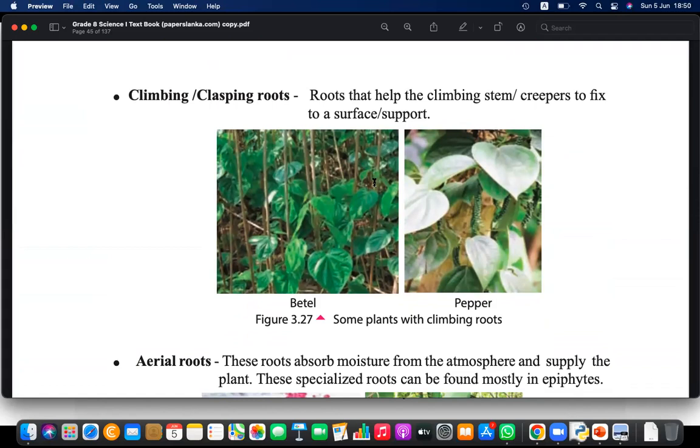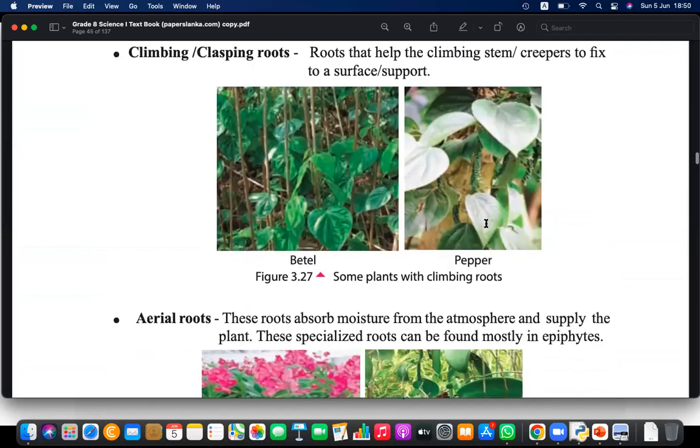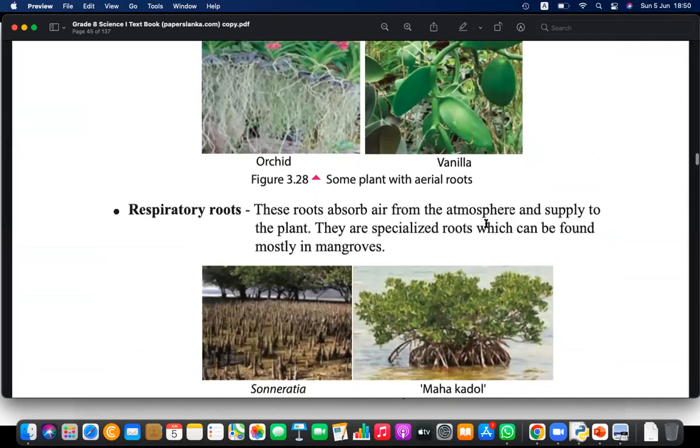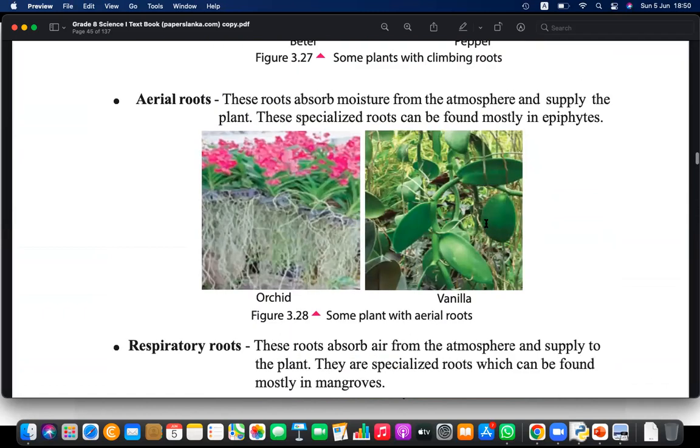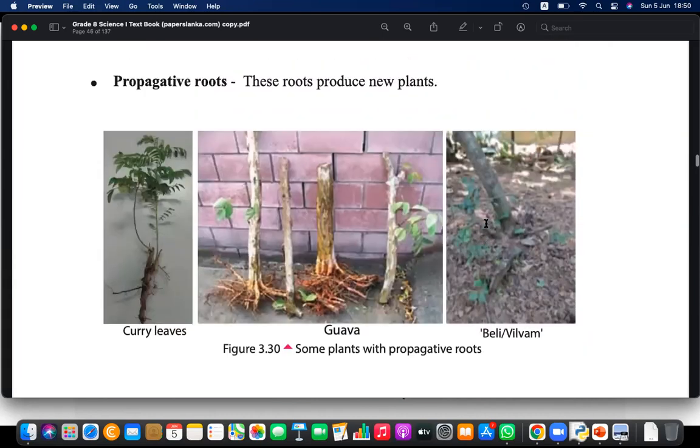Not only the climbing stems, there are climbing roots too. You can see betel, pepper. So these are having climbing roots. And aerial roots, vanilla, orchid-like things, growing above ground, not touching the ground even. So those are aerial roots. And some are respiratory. Respiratory means it can absorb oxygen, it can absorb air from the atmosphere. Okay, so this was the summary.